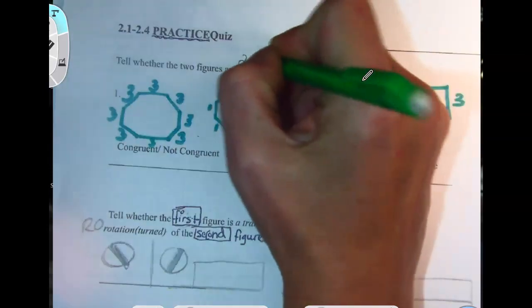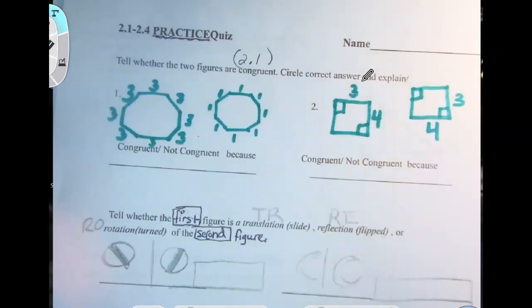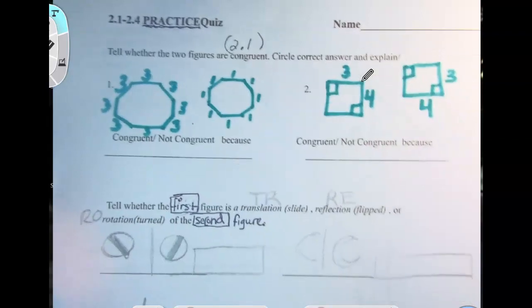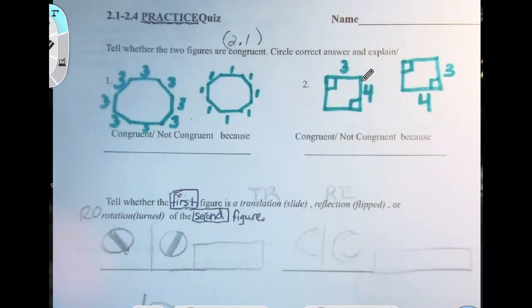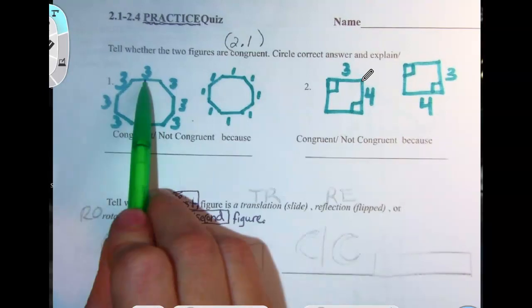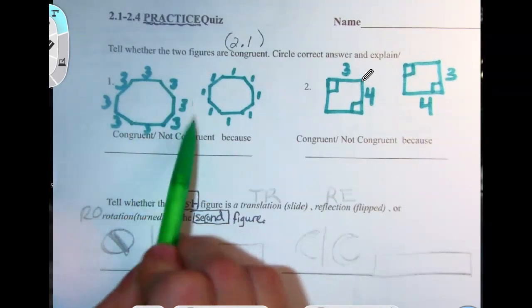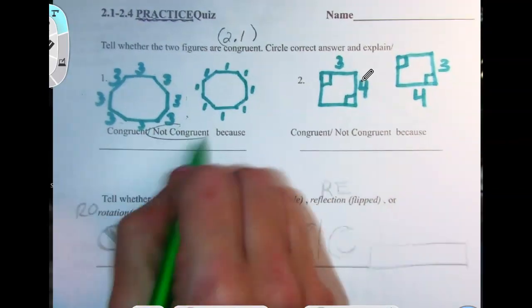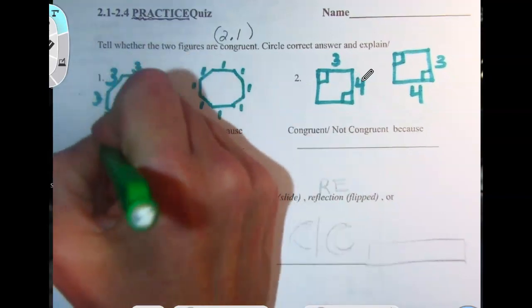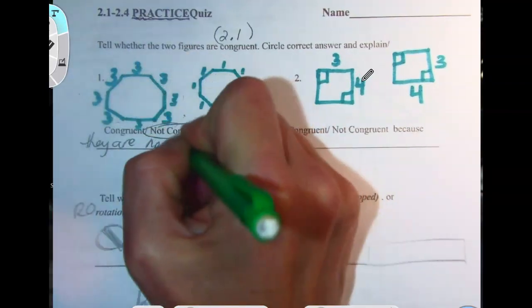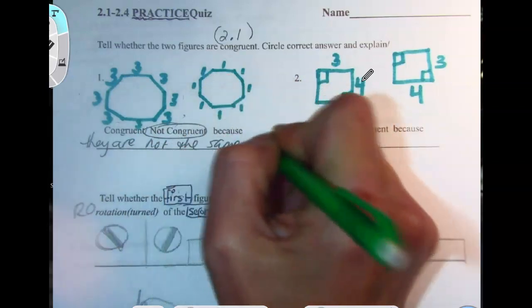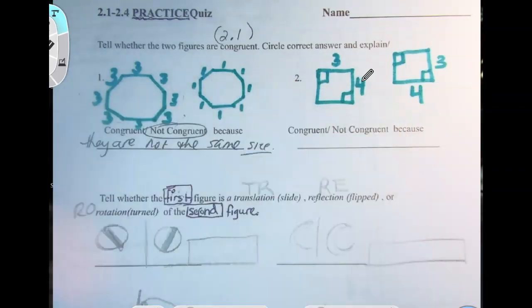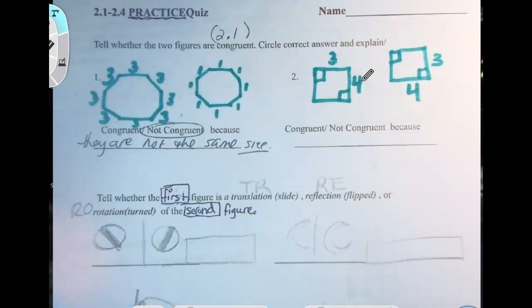So that is in our section 2.1 notes. If you didn't remember, you can use your notes or what you remember, but remember congruent means the same size and same shape. So what you're going to do is tell whether the two figures are congruent for number one. So if I look at it, well, these are all size 3. Over here we have all size 4. So these are not congruent because they are not the same size. They'd have to have the same side lengths. They're the same shape, but they're not the same size.